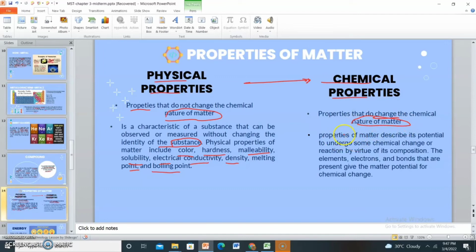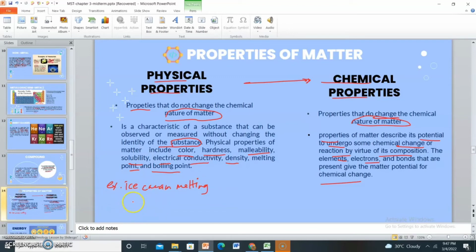So, it's also properties of matter that describe its potential to undergo some chemical change or reaction by virtue of composition. The elements, electrons, and bonds give the matter potential for chemical change. So what is the example of properties of matter under the physical properties? For example, ice cream melting. So, wala siyang chemical change, kasi natunaw lang ang ice cream. So, that is physical properties.